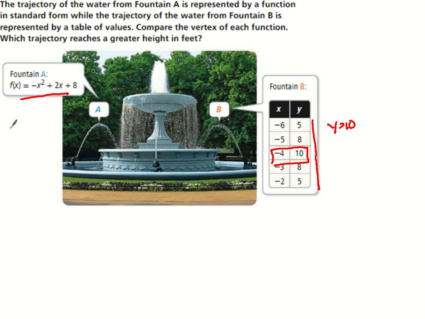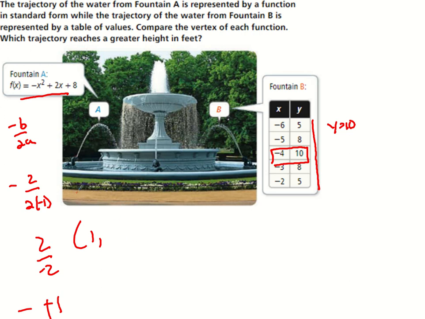So I actually have to work out the vertex by doing negative b over 2a. So that's negative 2 over 2 times negative 1, since a is negative 1 here. That's going to give me 2 over negative 2, which is negative 1. But I have that negative in front, and that's going to make it positive 1. So the vertex for this one is going to be positive 1. And now I've got to plug that in.